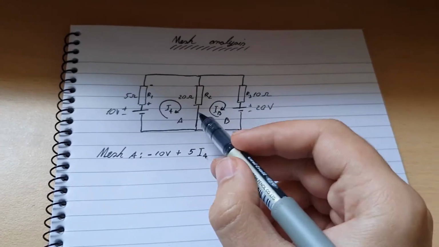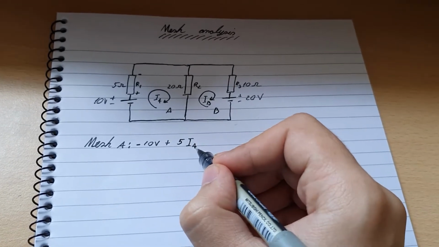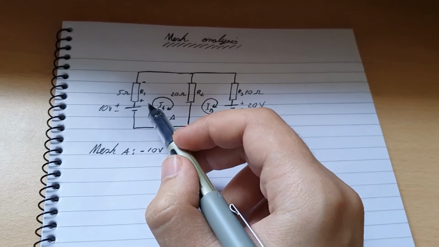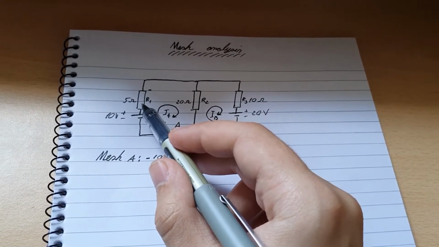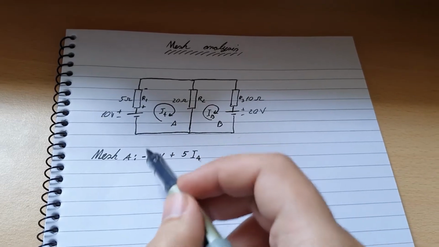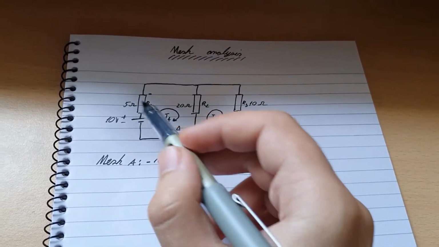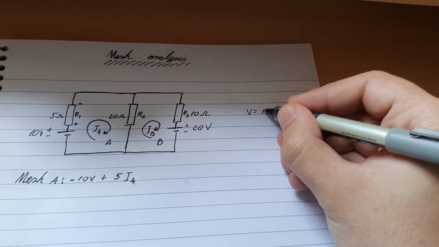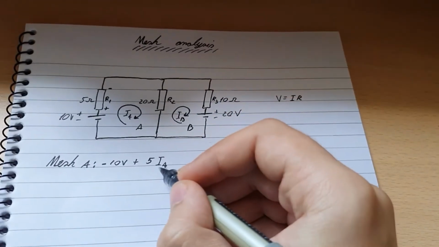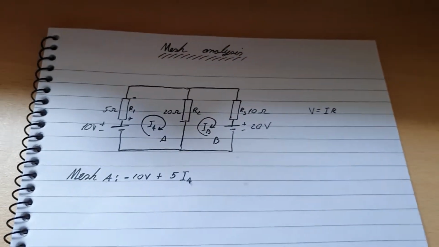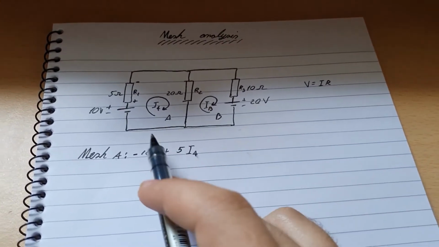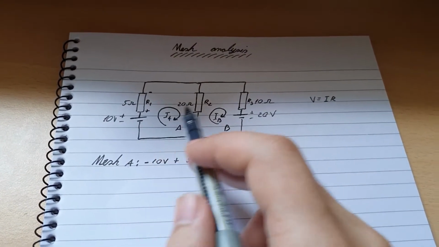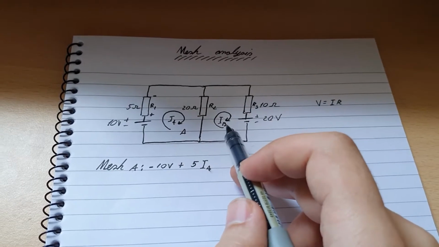Okay, now why is it 5IA? Well, the current goes through the resistor and we'll use the voltages to determine the current. So as we know, V is equal to IR. The current will be I and the resistance will be R, which is 5. Now, this is simple enough because there was no other current than I. Now the problem will be here for IB.